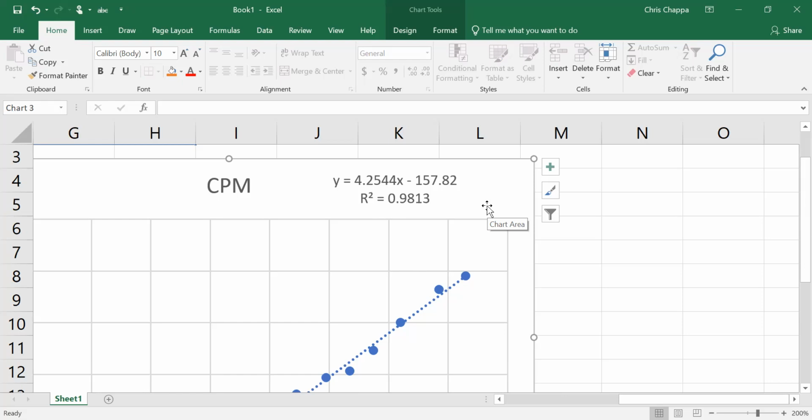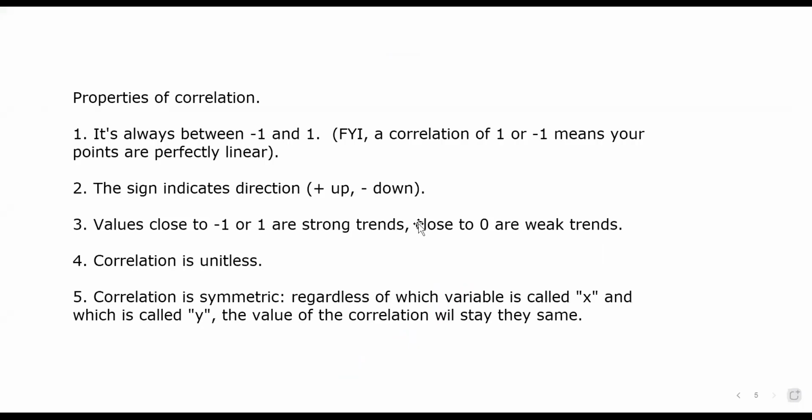Can somebody do me a favor and write down that value of R squared? Because I'm going to ask you what it is in just a second. It's 0.9813. Let's go back here for a second. And let me kind of summarize what I did in Excel to create a scatter plot and to come up with the value of R squared. So we'll call this using Excel to make a scatter plot and calculate correlation.